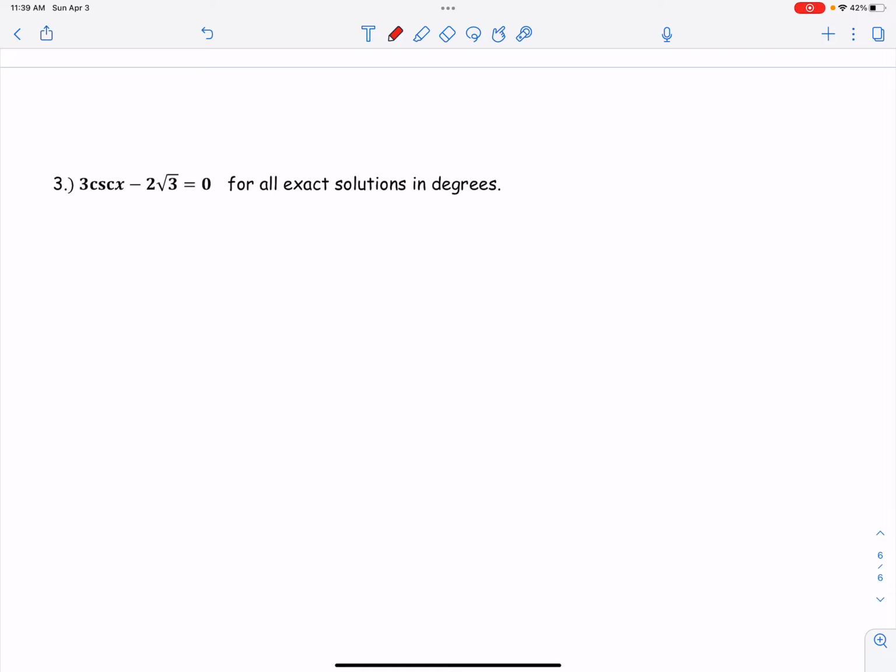All right, one last problem that, again, is having you practice finding all exact solutions. I'm going to change this to be in radians. For crying out loud, how many degree problems do I have?